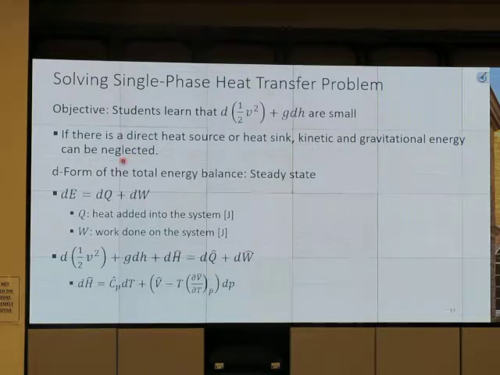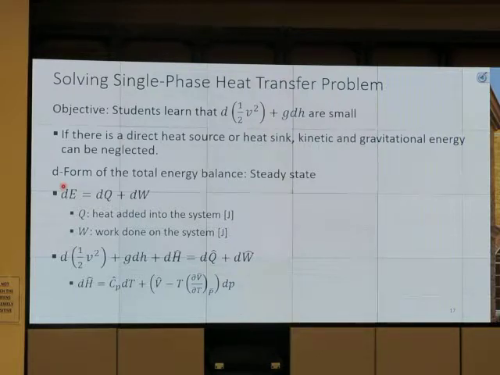Okay. Let's do the energy balance, differential form. The differential form of the energy balance, for steady state, can be written like this: dE, or total energy, equal to dQ plus dW. The change in the total energy equals the change in the heat added to the system plus the work added to the system, or work done on the system. Think about it like this. If we do some work on the system, or we add some heat to the system, the energy goes up. Right? Make sense?